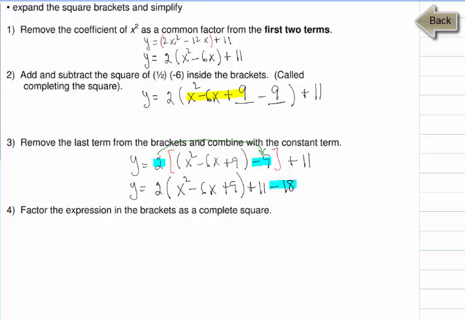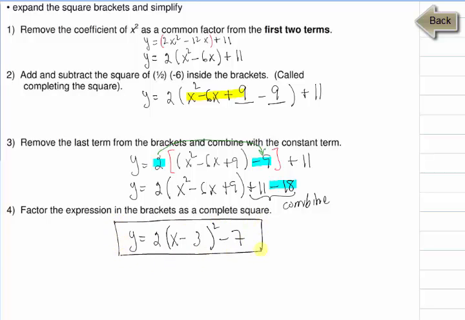All right, and now we're going to factor and simplify. We're going to factor what's inside the brackets. So we write our bracket with a square on the outside. Square root the x squared, you get x. Keep the sign, minus. Square root the 9, you get 3. And then we're going to combine 11 minus 18, which is negative 7. And here you have your quadratic written in vertex form. That ends example number 2.